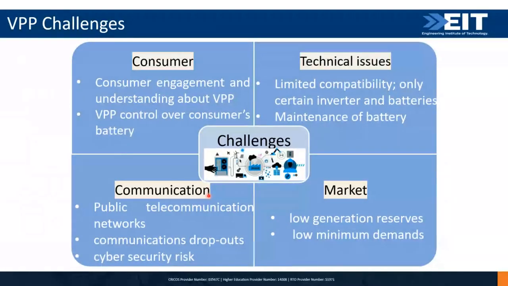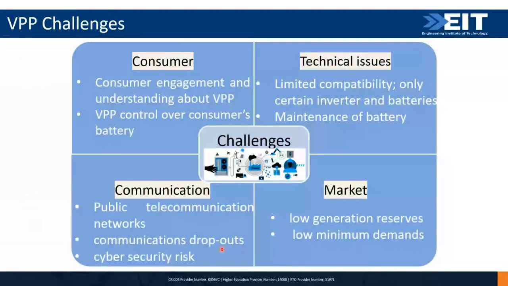Another challenge is about communication between VPP assets and the VPP operator. As you saw in the previous slide, this communication is usually done through Wi-Fi and public telecommunication networks. So sometimes the network may get disconnected. You may have communication dropouts, so data cannot be transferred through the internet.